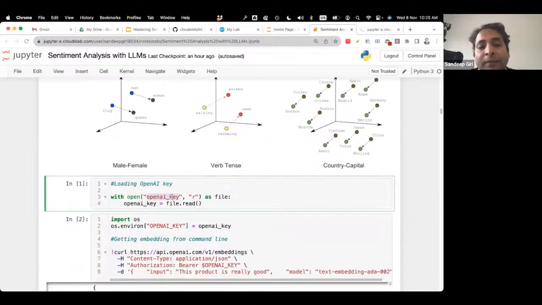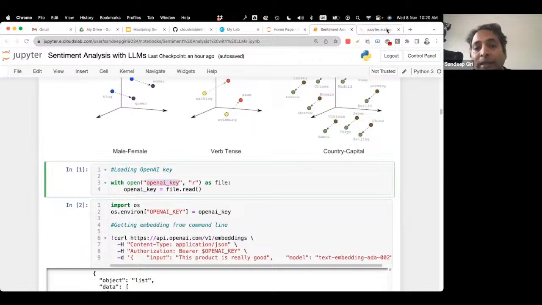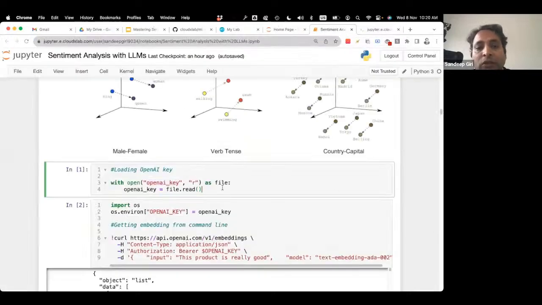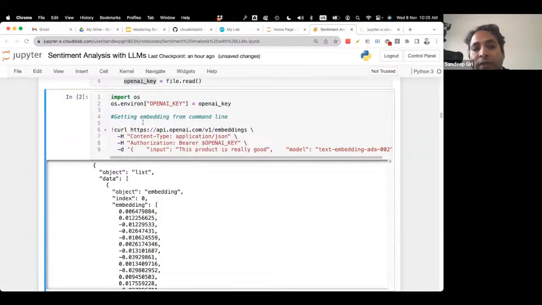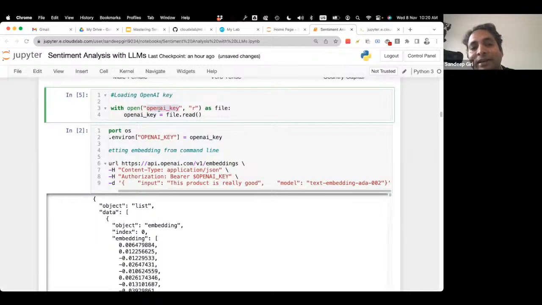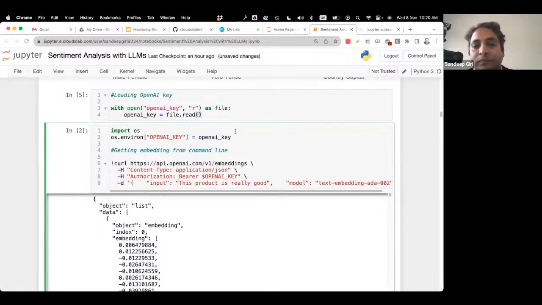So I've kept my OpenAI key. If you want to generate your own OpenAI key, you can just go to OpenAI and sign up. They'll give you the key. Here I'm reading this file called openai_key and saving that into this variable called OpenAI key. Though the name is identical, this is a file name and this is a variable name.